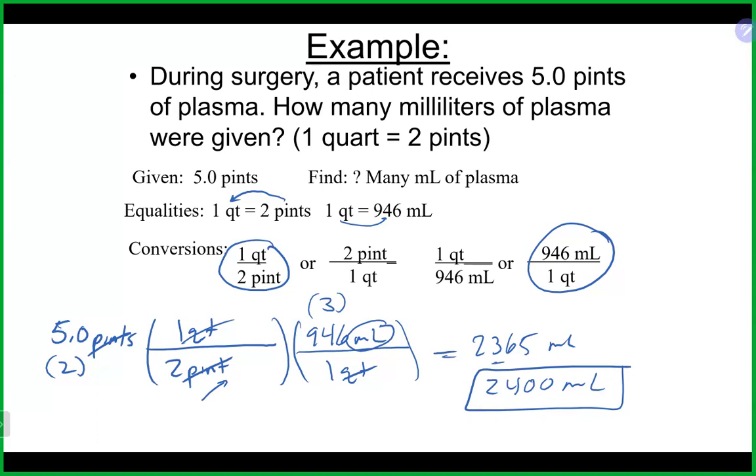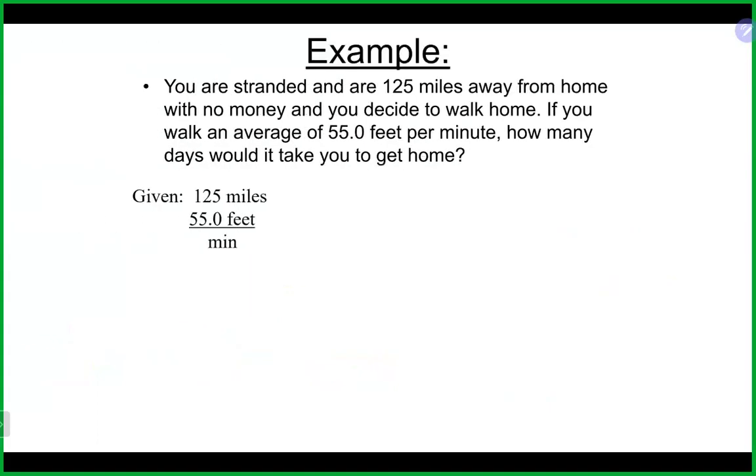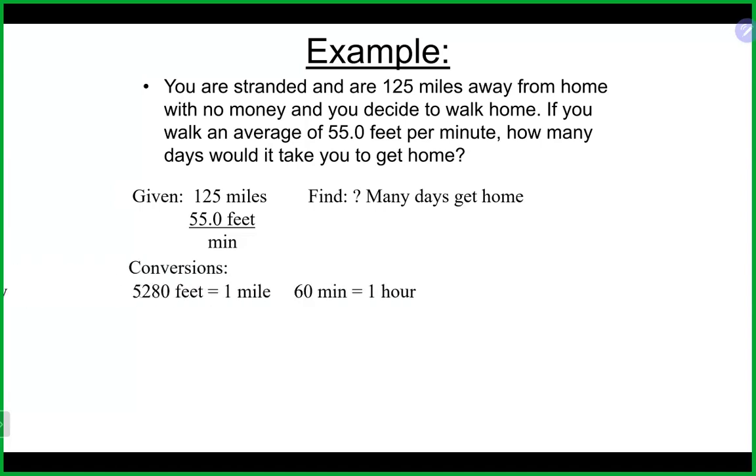All right, one last little conversion type problem here. You're stranded 125 miles away from home. You have no money. Why not? It seems like a nice day. Let's take a walk, and you decide to walk home. You walk at an average of 55 feet per minute. How many days is it going to take you to get home? You don't stop. Let's keep going, like the Energizer Bunny. And here are maybe some equalities that will be helpful.